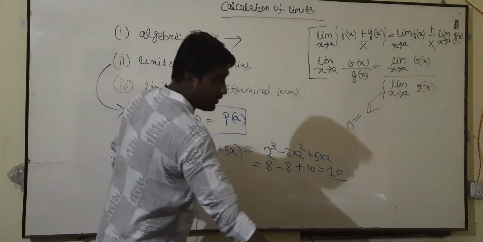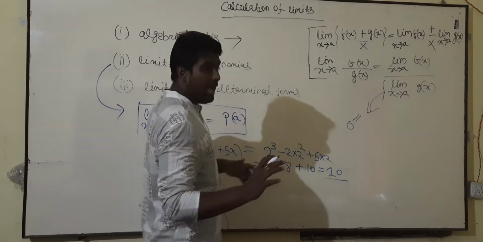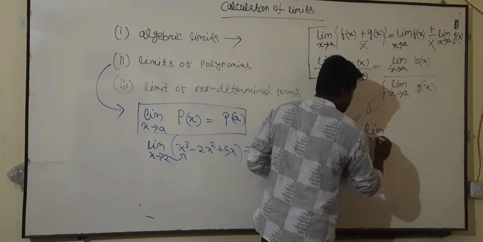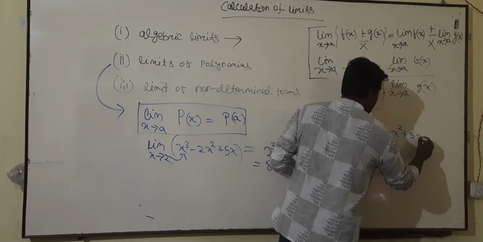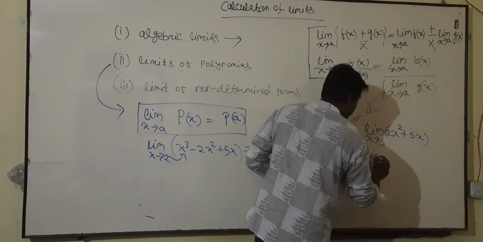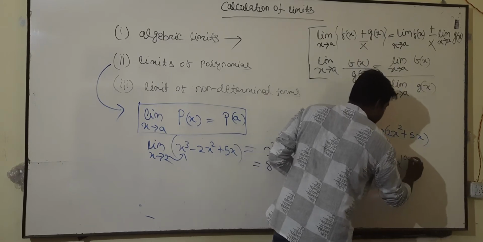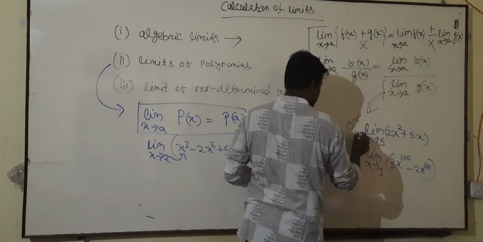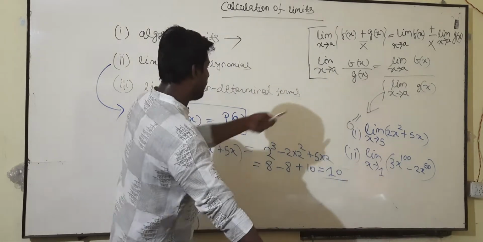So let's have some questions that I will be giving you to solve. The value of limit x extends to something of 2x square plus 5x. The value of limit x extends to something of 3x to the power 100 minus 2x to the power 50. So let's solve these two questions, bit 1, bit 2. This is homework for you.